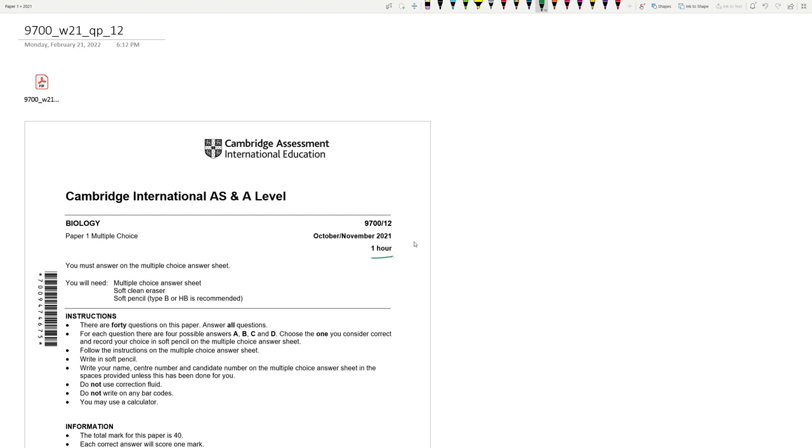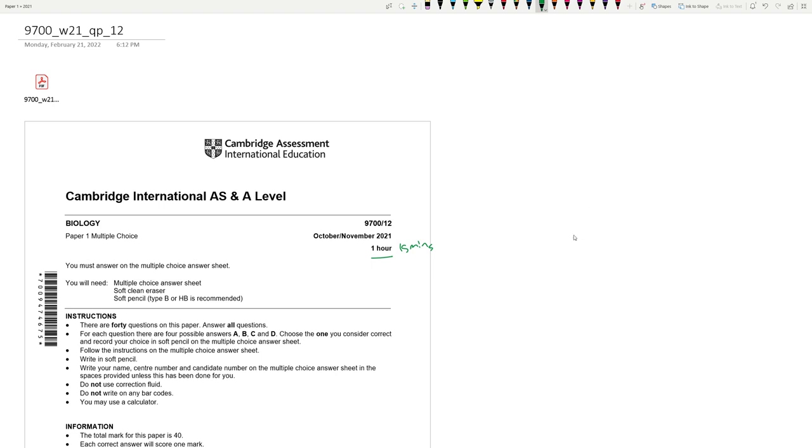It's no longer 1 hour, it's 1 hour 15 minutes from 2022, and there have been slight changes to the infectious diseases and epidemiology chapter, right? Some diseases are no longer there. We have HIV, malaria, cholera. All right. So let's begin.